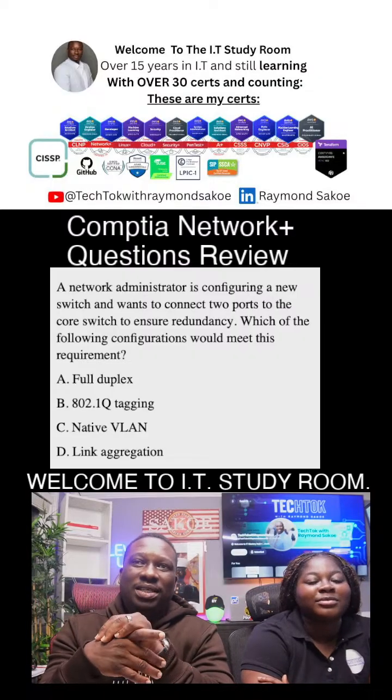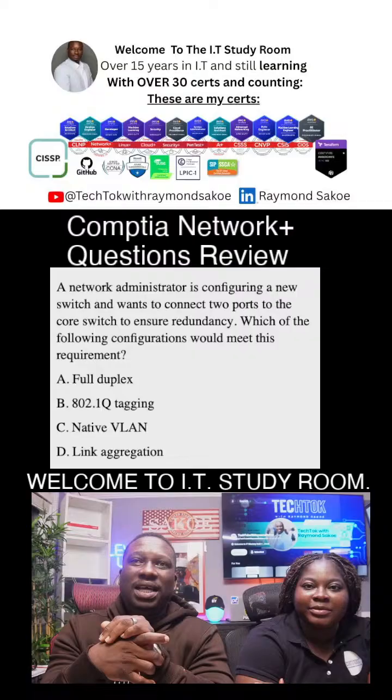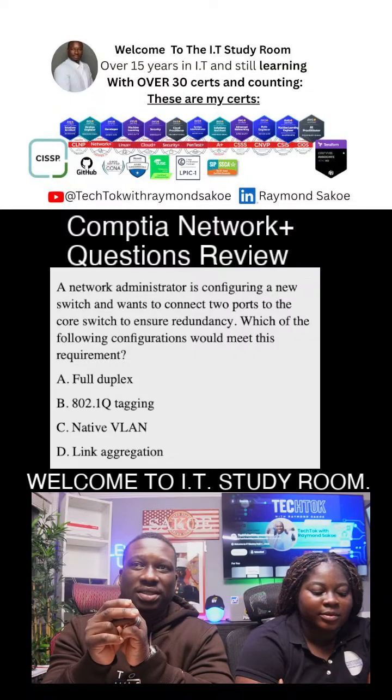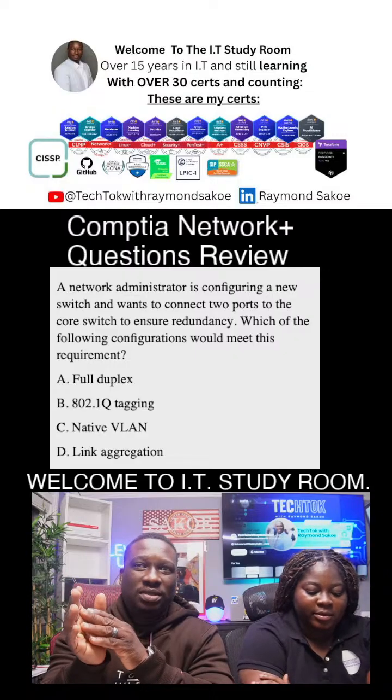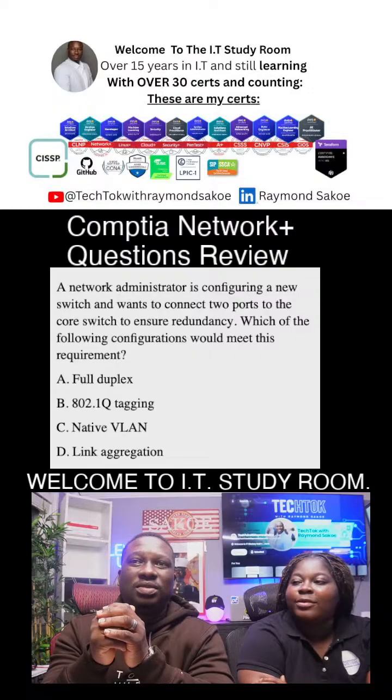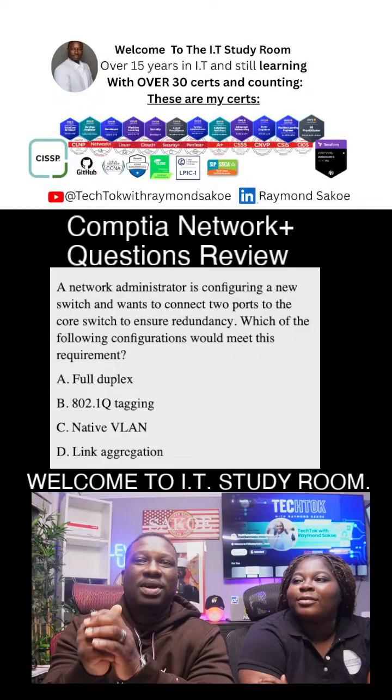A network administrator is configuring a new switch and wants to connect two ports to the core switch to ensure redundancy. Which of the following configuration would meet this requirement?